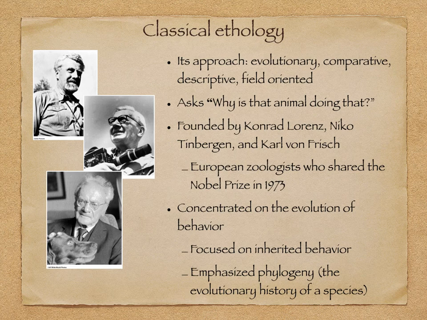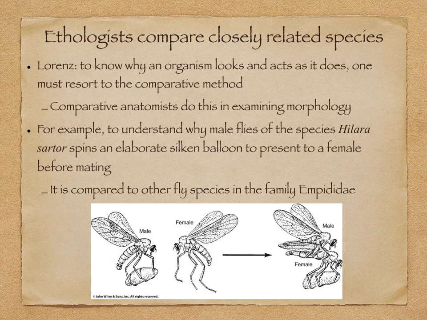Classical ethology was headed basically by 3 scientists, Konrad Lorenz, Nico Tinbergen, and Karl von Frisch, and they shared the Nobel Prize in 1973 for their work. And again, they focused on inherited behavior, but they also tended to work in the field. So here's an example of what ethologists might do. They compared closely related species. So the comparative method was very much what they preferred. Konrad Lorenz basically said, to know why an organism looks and acts as it does, one must resort to the comparative method. It's the only way you can do this.